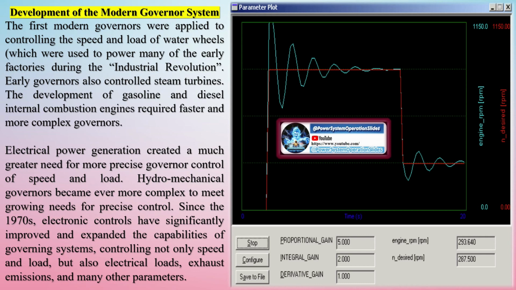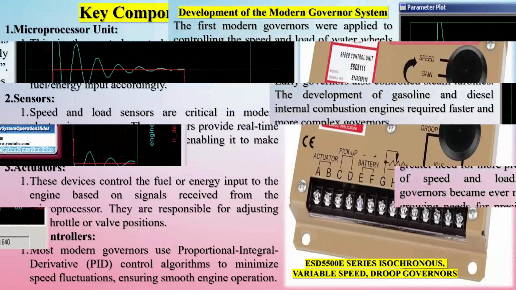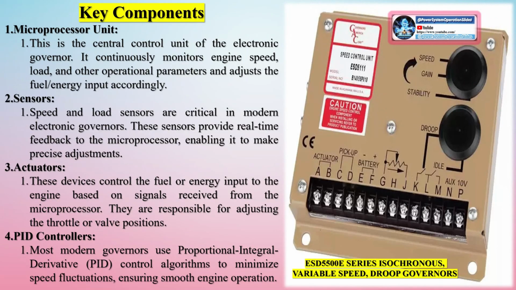Load sharing is especially important in systems with multiple generators. Each generator must share the total load proportionally, depending on its capacity and droop setting. If one generator is overloaded or underloaded, the governor adjusts its output to balance the system.